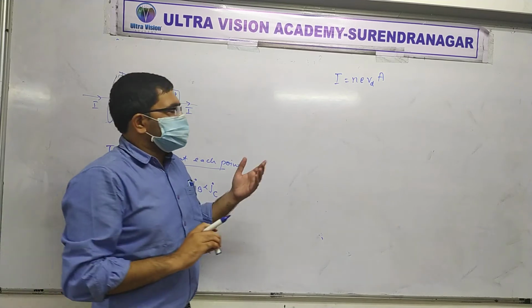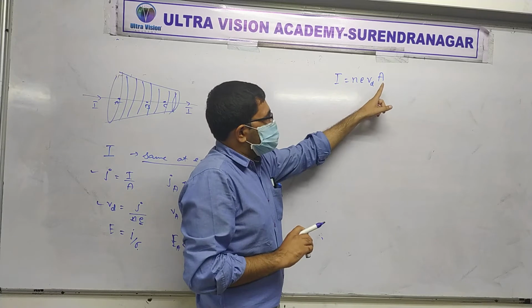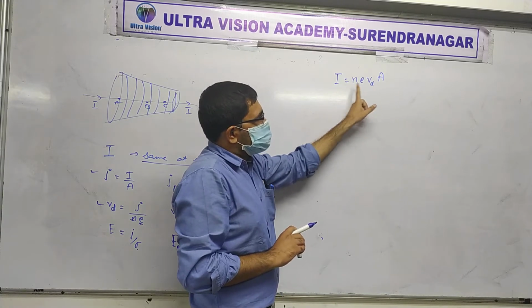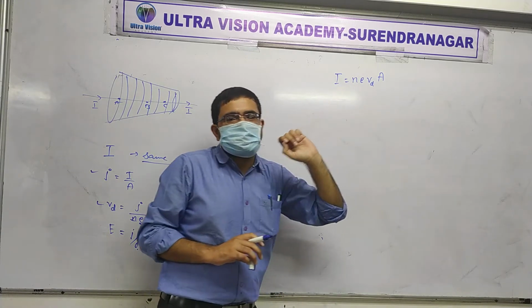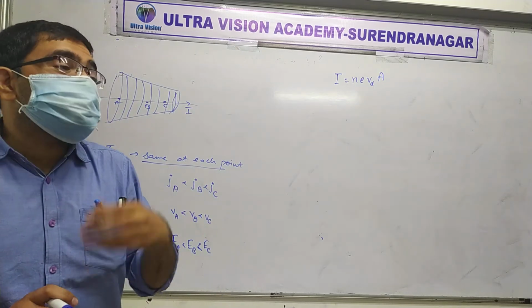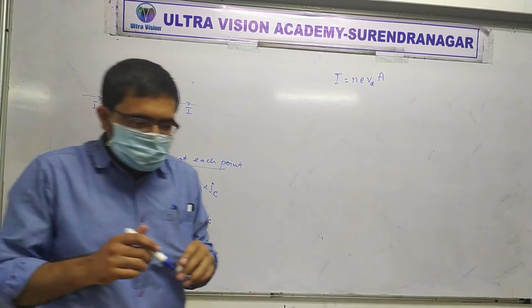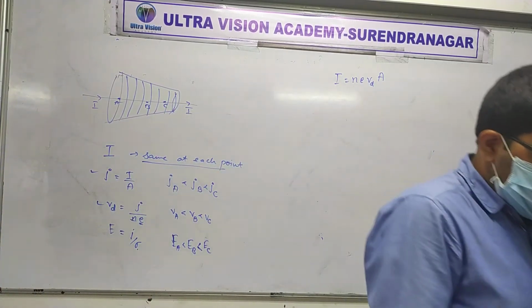What are the quantities we know and what are the ones that we don't? I given, E given, A given, VD we have to find, and small n, that is what? What is small n? Number density of free electrons. That is not given, but indirectly we will have to find it. Some other information is mentioned in the question as well.